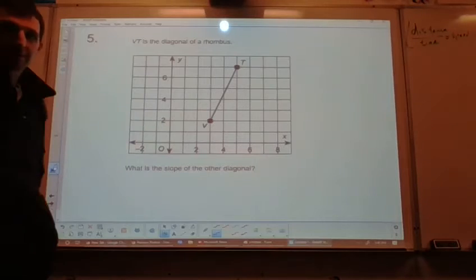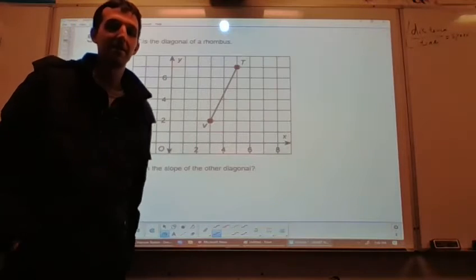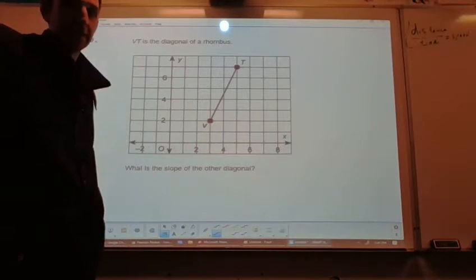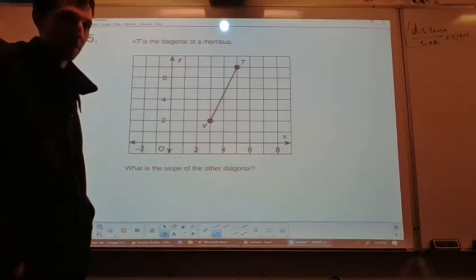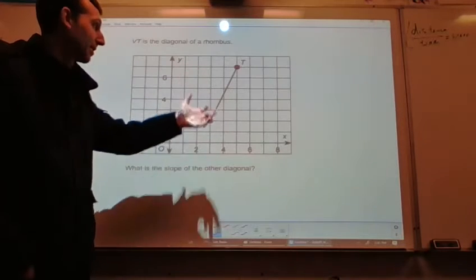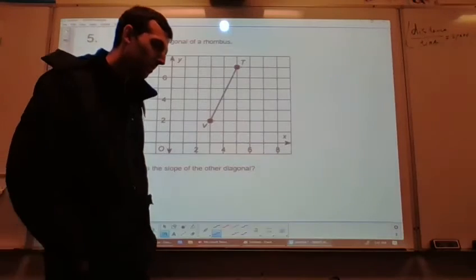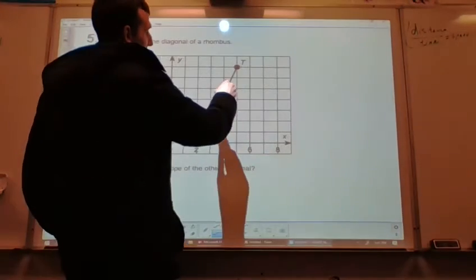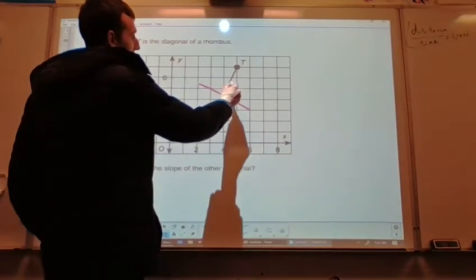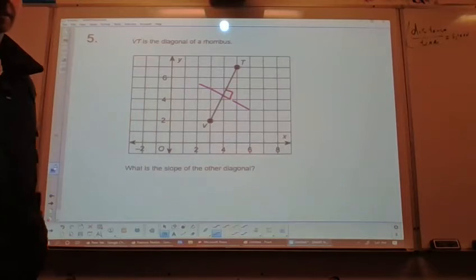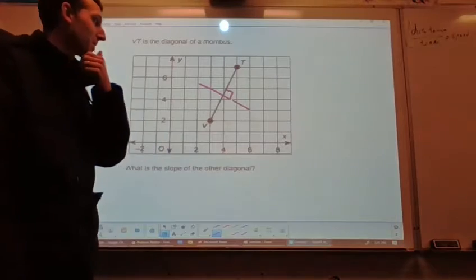All right. Okay, and this last one, this one isn't so bad. If you read my hints, hopefully you could have done this one right. So let's have you guys try to figure this one out. VT is the diagonal of a rhombus. Okay, so there's a rhombus here. All right. What is the slope of the other diagonal? Okay, so this is the diagonal right here. Now remember, in rhombuses, the diagonals are perpendicular. All right, so I just kind of threw that on there. I didn't really know exactly where it goes, but that's the key here. The other diagonal is perpendicular.